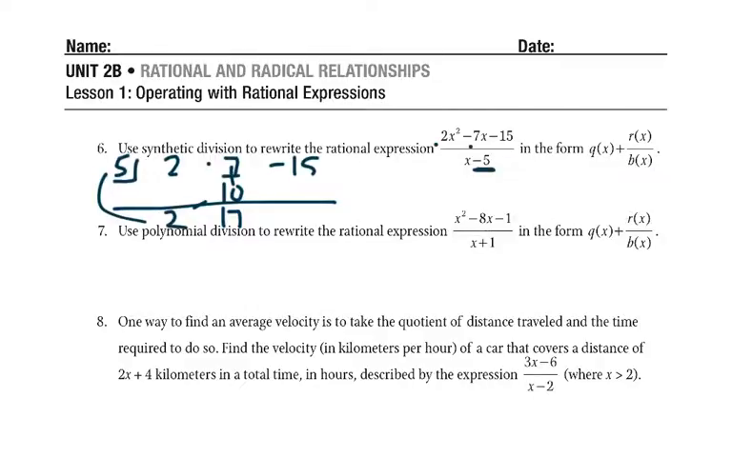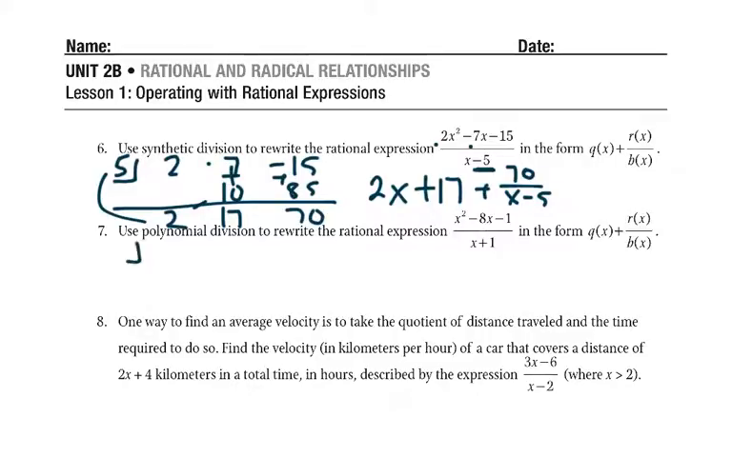5 times 17 is a big number, 85. Add them together, and that's like 85 minus 15, so we'd get 70. So it'd be 2x, our depressed polynomial, 2x plus 17 plus 70 over x minus 5 is what we do.